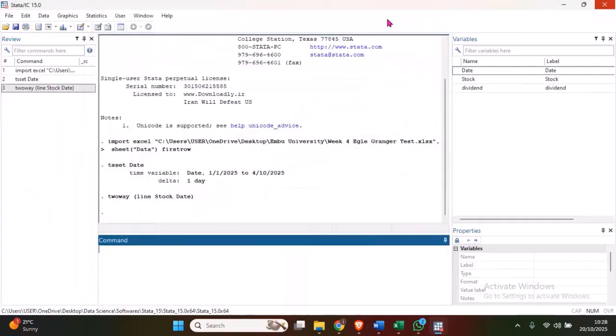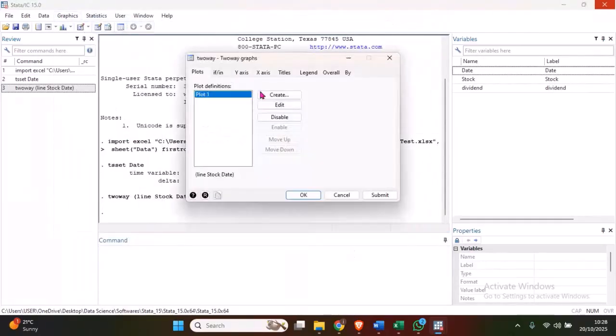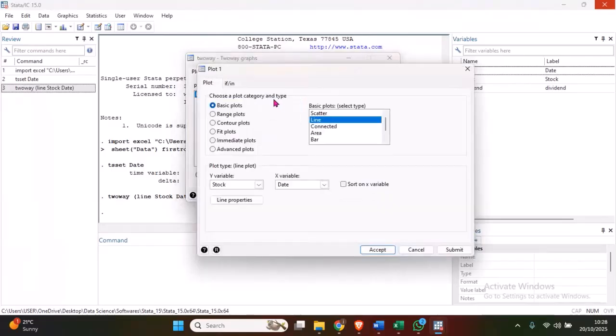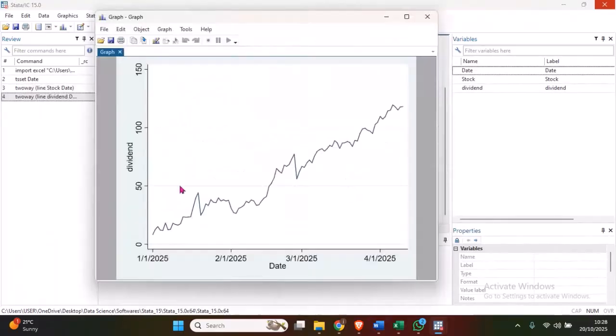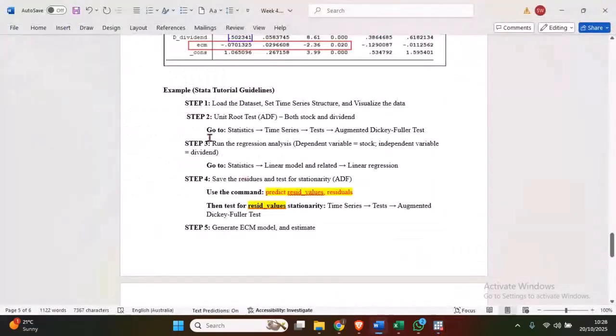Then we also visualize the dividend. We edit. Instead of stock, we put dividend. We click accept, then we click OK. And you can also see that it is also having an upward trend. So that one is the first step. So the first step is done.